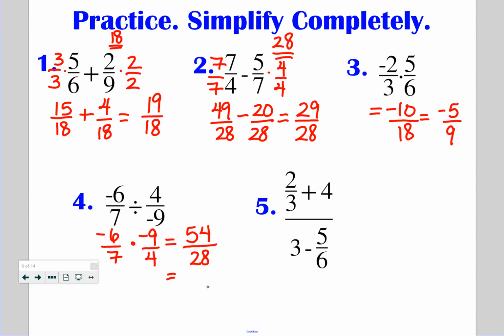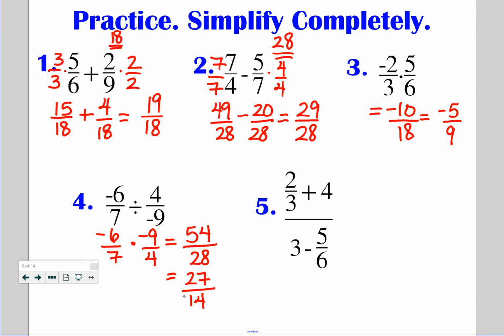Both of these numbers are divisible by 2, so we'll start there. If I divide the top by 2, I get 27. If I divide the bottom by 2, I have 14. These numbers have no common factors between 27 and 14, so this is our final answer.